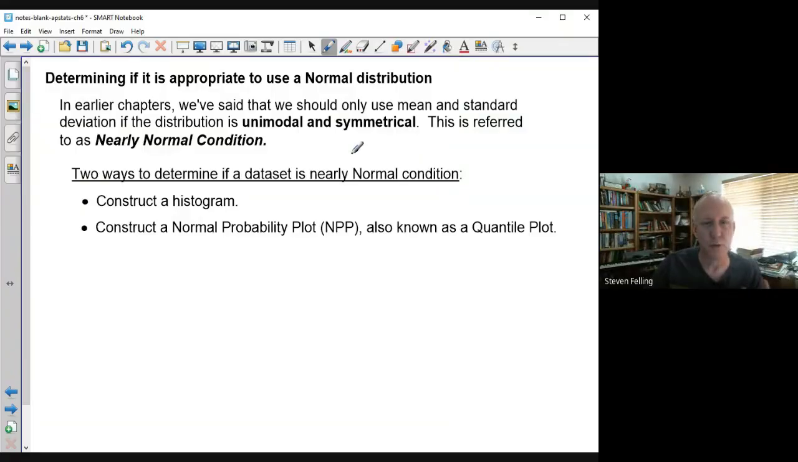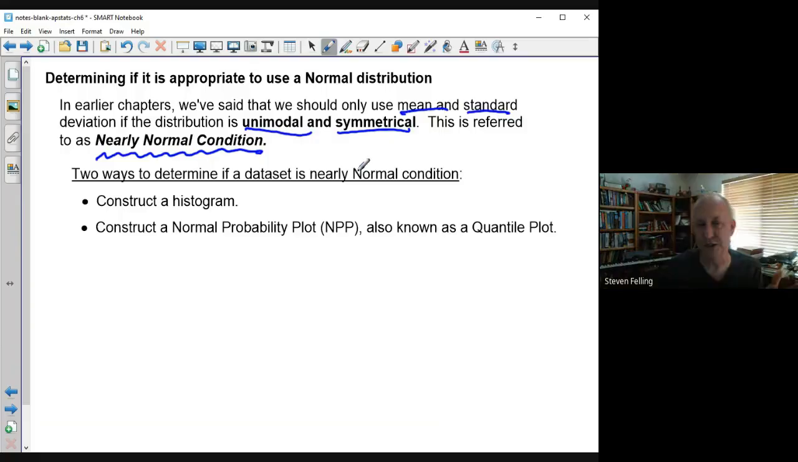This is going to be determining when it's appropriate to say that something is a normal distribution. Sometimes we can just look at the histogram and it looks approximately normal and we're good. But there's another way to do that as well, okay? In earlier chapters, we said that we should really only use the mean and standard deviation if a distribution is unimodal and symmetrical. Sometimes that's referred to as the nearly normal condition. So the thing is close enough to a normal curve that we can use normal tactics to analyze it.